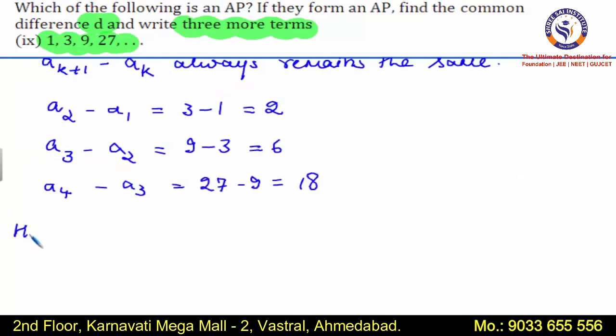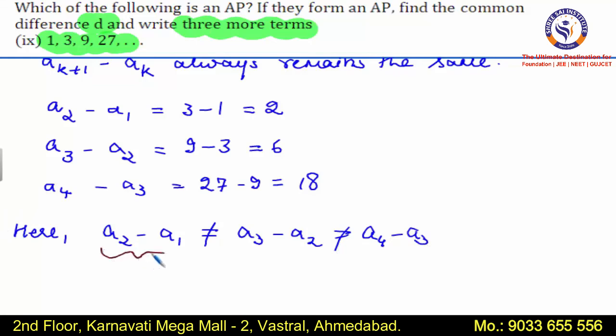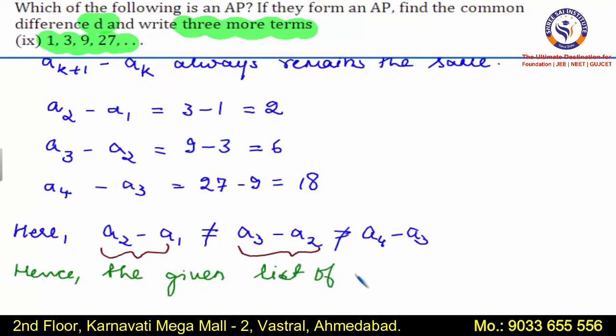Now here we see that A2 minus A1 is not equal to A3 minus A2, which is not equal to A4 minus A3. Thus, the difference of any two consecutive terms is not the same. Hence, the given list of numbers do not form an AP. This completes the solution.